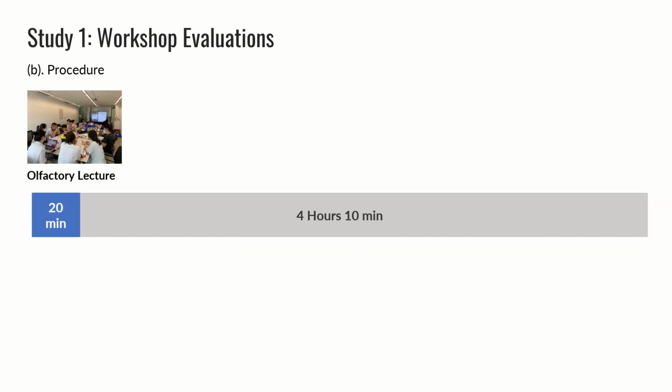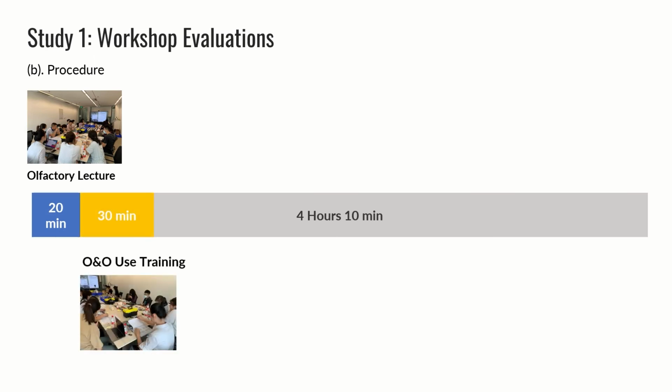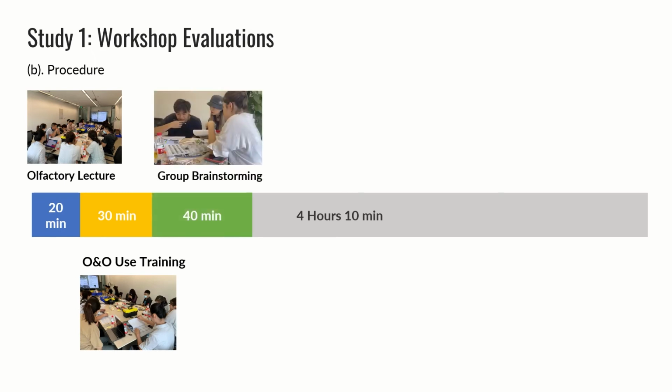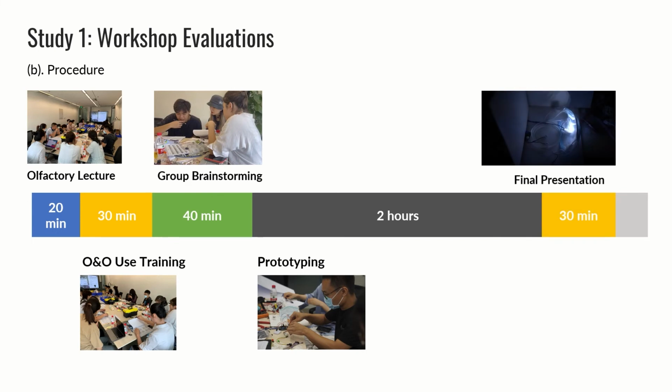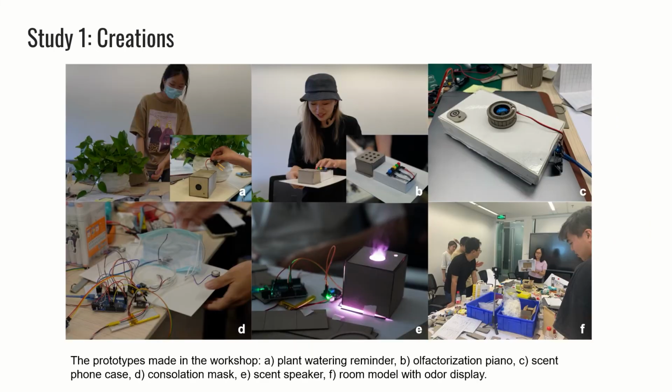In the first 20 minutes, we presented a series of classical studies within this field. Then in the next 30 minutes, we instructed the use of the toolkit. In the next 40 minutes, participants brainstormed in groups and formed their ideas. Then they were given 2 hours to prototype. Finally, every group gave a 5-minute presentation. Then we gave a post-questionnaire to collect feedback. As deliverables, groups made distinguishable prototypes such as a plant water reminder or an olfactory piano.